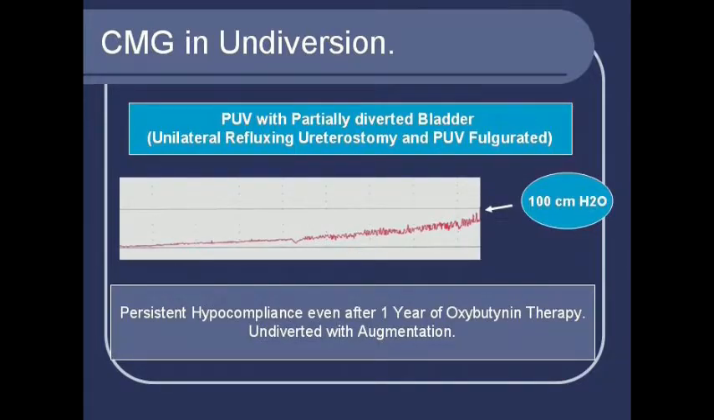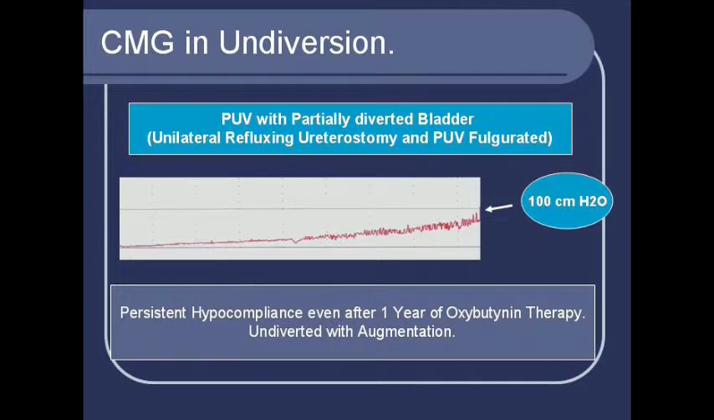Again, another child with PUV, partially fulgurated and with a partially diverted bladder. He had a unilateral refluxing ureterostomy as a pop-off mechanism, and the PUV was fulgurated. Now he came for full undiversion, and when we did the CMG, he started with a very high creatinine, but the creatinine came down to 0.4 or so after this procedure, and we see that even after 1 year of oxybutynin therapy, his bladder shows very high pressures. As you fill it, it goes up to even 100 centimeters of water.